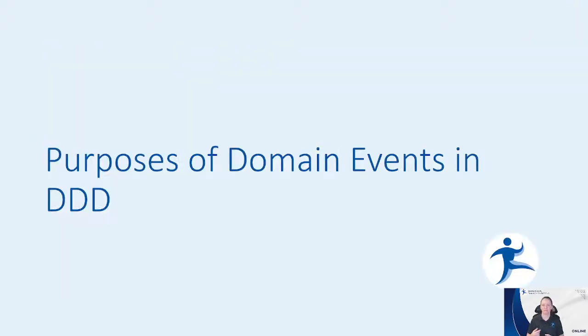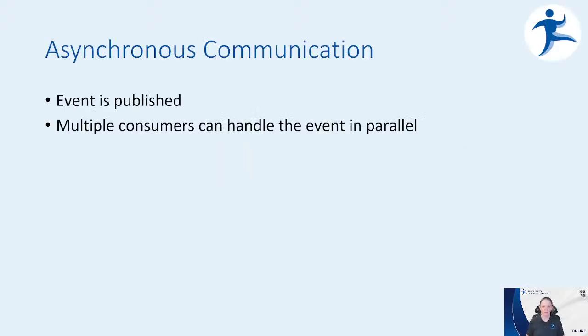All right, so let's talk about some of the purposes of domain events in DDD. So first, it enables asynchronous communication. So an event is published and multiple events can be handled in parallel. We don't have to wait synchronously. So it's not a case of, okay, my order is placed and now I have to wait for the inventory system. Okay, inventory's done, now I need to deal with the payment. Or maybe I should deal with the payment first. So you don't have to do all of that in a serial or a synchronous state. You can do this asynchronously.